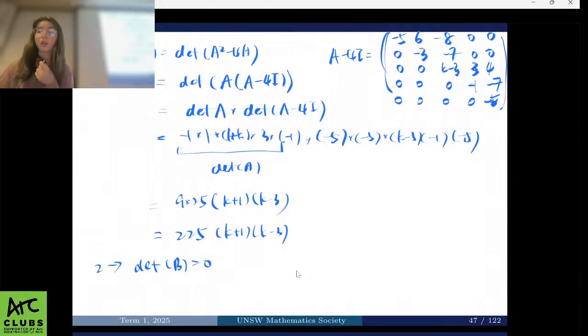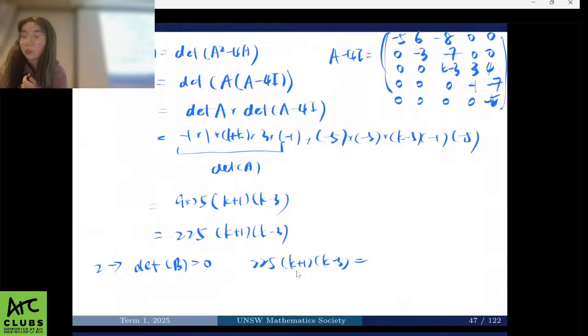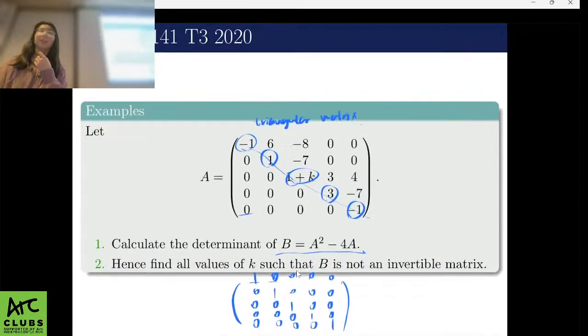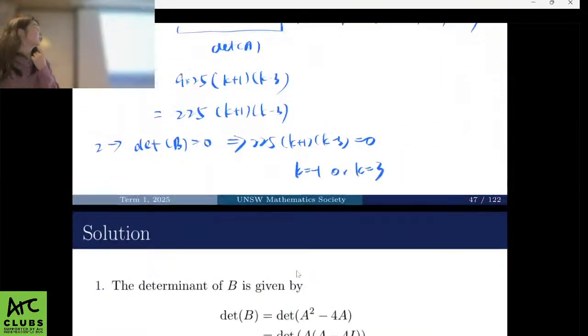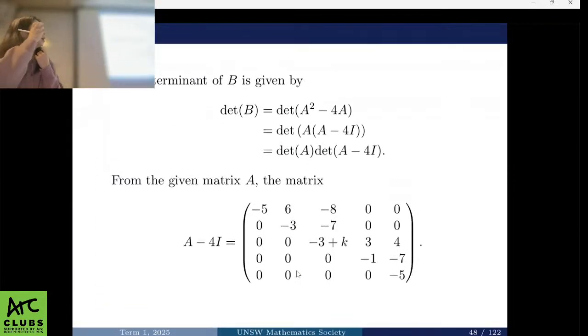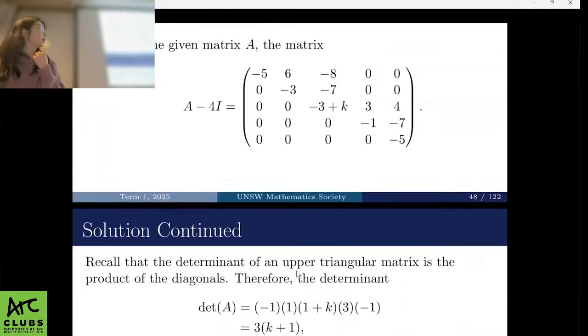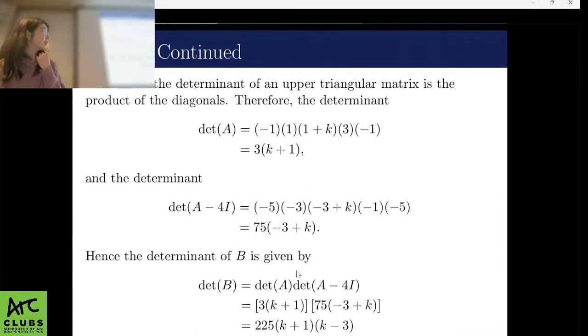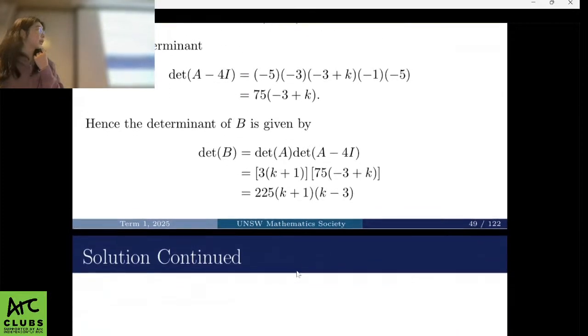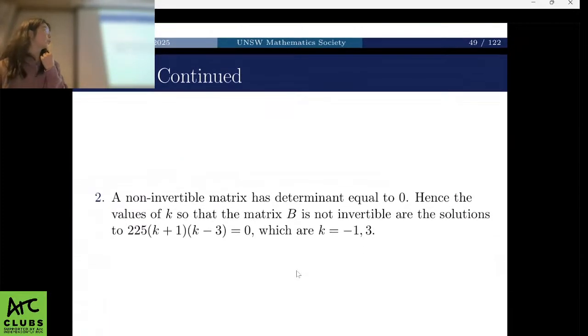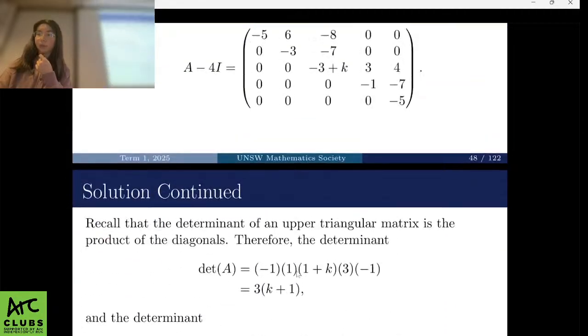So if we let the determinant be 0, then we're just finding the zeros of 225 times k plus 1 times k minus 3 equals 0. In which case, we'll get two values of k, which is either k equals -1 or k equals 3. And that concludes this example. So you can just take a look at the solution. Pretty much the same thing, if I didn't make any algebraic mistakes. So 225 times k plus 1 times k minus 3, and therefore the two values would just be -1 and 3.